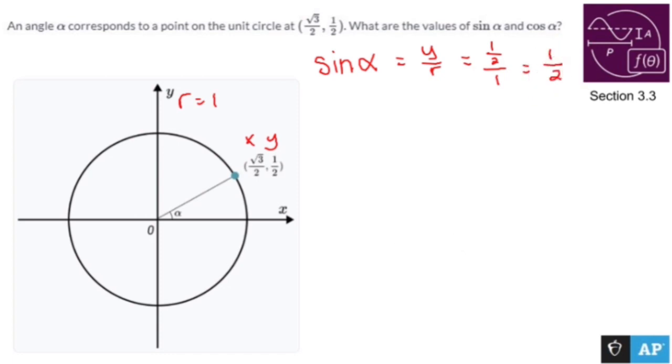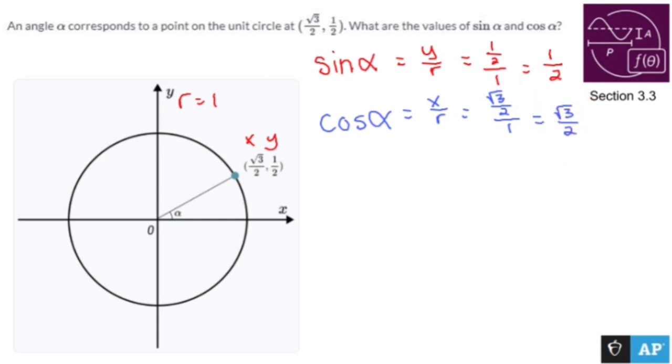Cos alpha is going to be x over r. So in this case, x is root 3 over 2. r is 1. So cos alpha is just root 3 over 2.